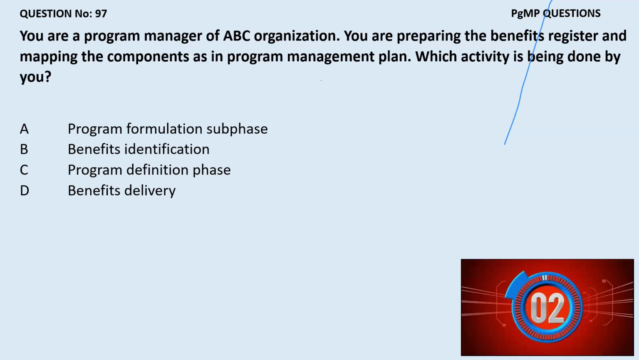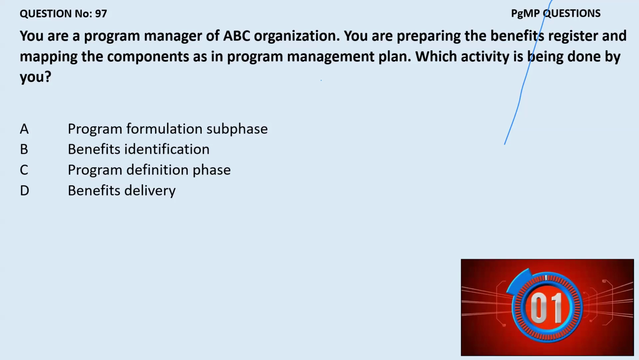So here program formulation is gone, because the question is clearly asking which activity is being done. If you say when you are doing the activity, then the program definition phase would be a better option than formulation, because in the definition phase I'm still grooming my benefit register. I will do analysis and planning also. Just for my understanding and clarity.